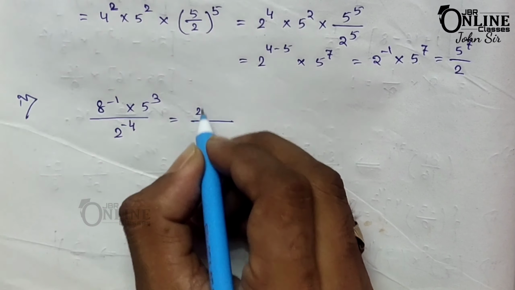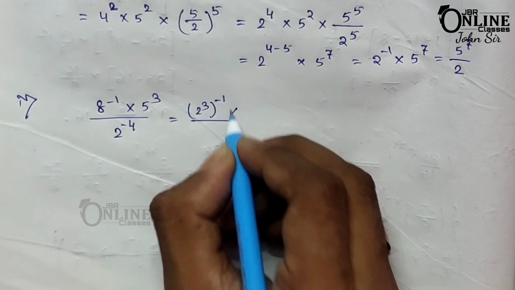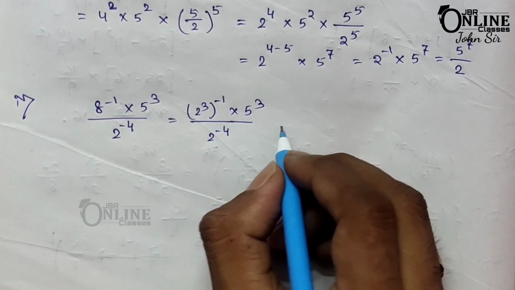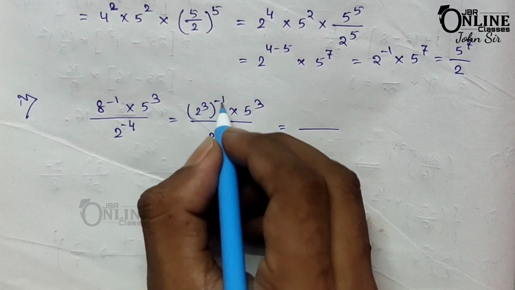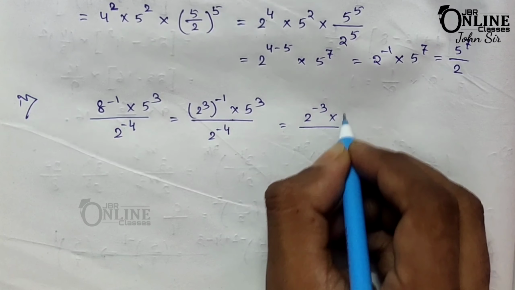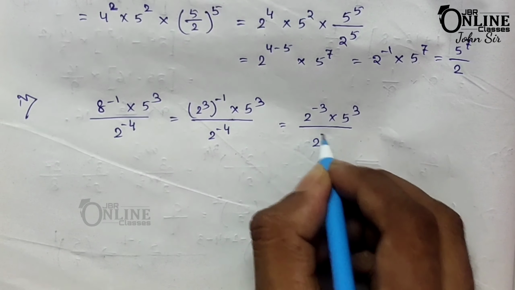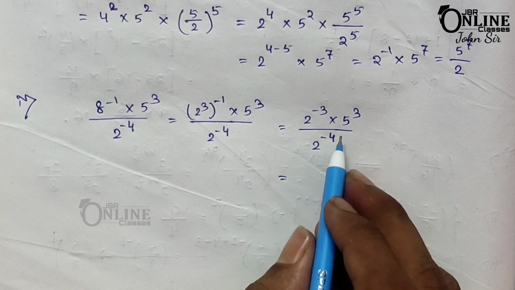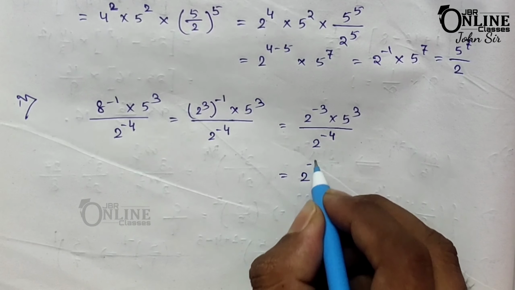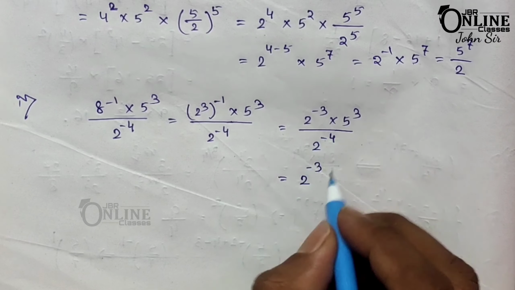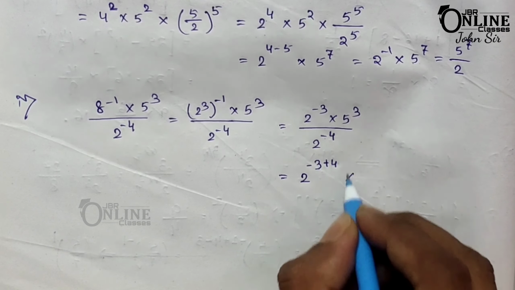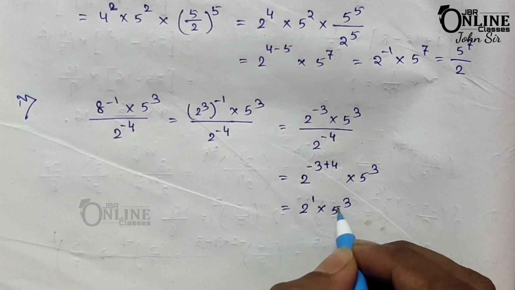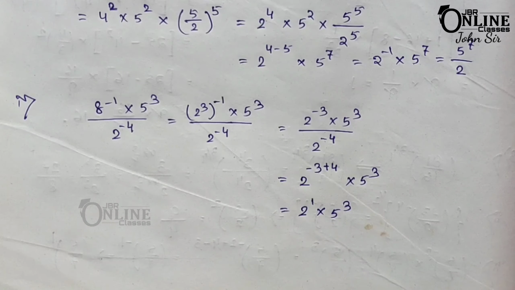Now 8 means 2 to the power 3, so (2 to the power 3) whole to the power minus 1, then 5 to the power 3, and here 2 to the power minus 4. Okay, so now 2 to the power 3 into minus 1, so 2 to the power minus 3 into 5 to the power 3 divided by 2 to the power minus 4. Now 2 to the power minus 3 divided by 2 to the power minus 4: here 2 to the power minus 3 and then minus minus 4, so it becomes plus 4, into 5 to the power 3. So here 2 to the power 1 into 5 to the power 3. So that is the final answer.